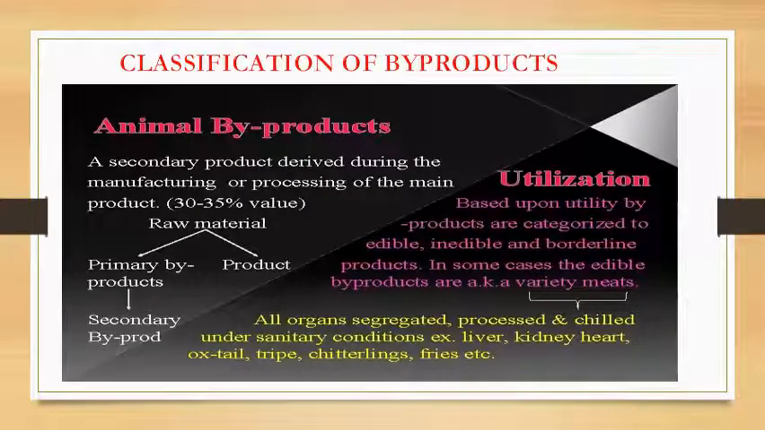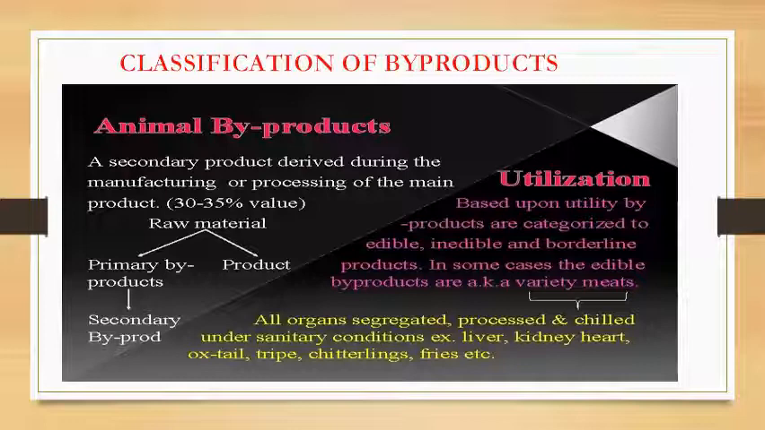Now we will discuss the classification of byproducts. Generally they are classified as edible and non-edible byproducts. Of course, sometimes they are classified as primary and secondary byproducts also, and sometimes they are classified as per their use, like pharmaceutical byproducts, agricultural byproducts, and industrial byproducts. So here we will focus more on the edible byproducts.